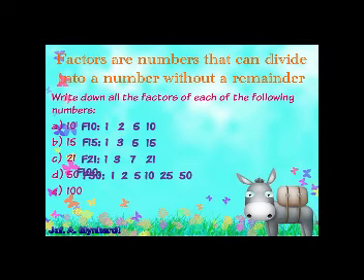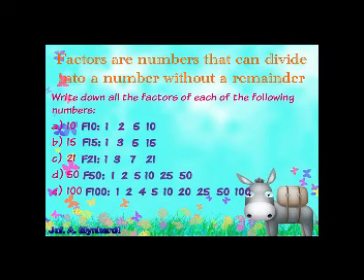Alright. F100 double dot. 1 goes into 100 one hundred times. 2 will go into it because it's an even number. 2 times 50 gives me 100. 4 will go into it. 4 times 25 gives me 100. 5 times what gives me 100? 20. And then 10 times 10 will go in as well. Look, I didn't write 10 two times. I only wrote it once.